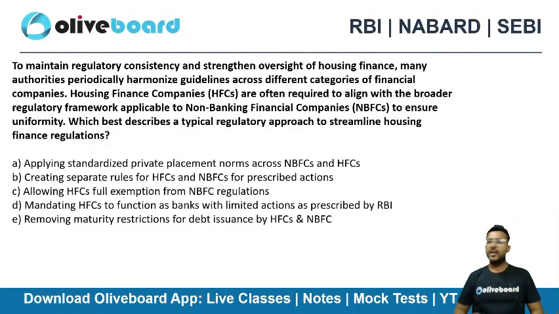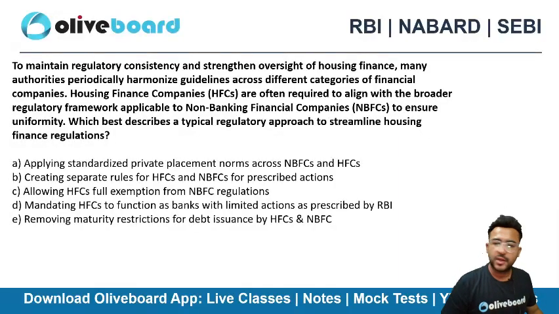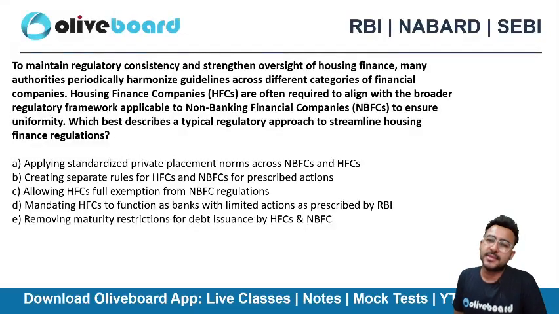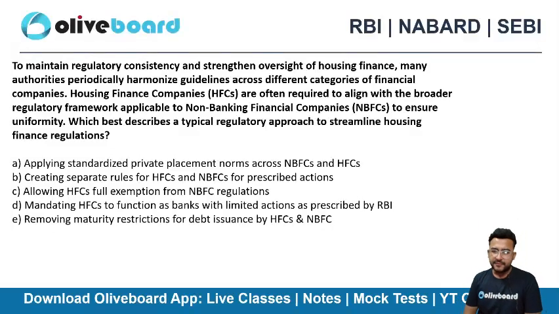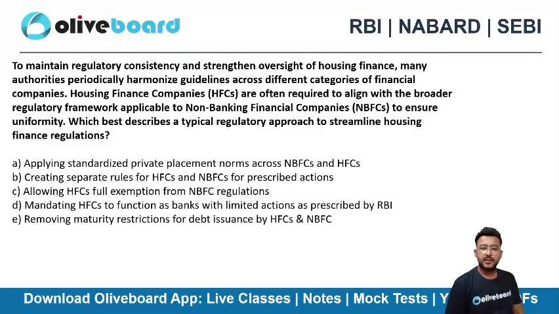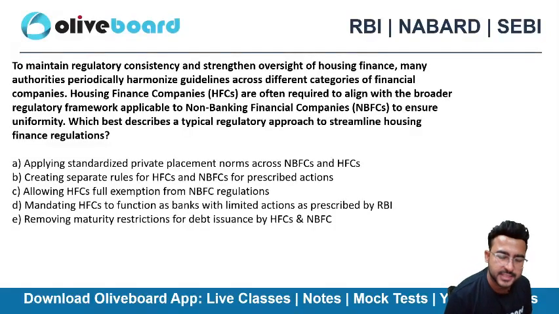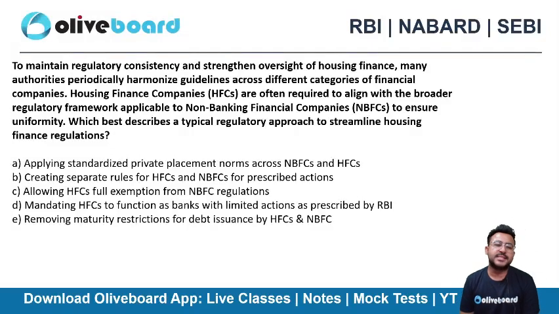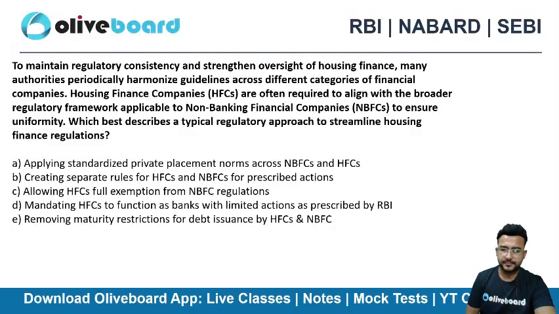Next is to maintain regulatory consistency and strengthen the oversight of housing finance. How many authorities? Periodically harmonize the guidelines across different categories of financial companies. Housing finance companies are often required to align with the broader regulatory framework applicable to the non-banking financial companies to ensure uniformity. What is the best statement that describes a typical regulatory approach to streamline the housing finance regulations here?